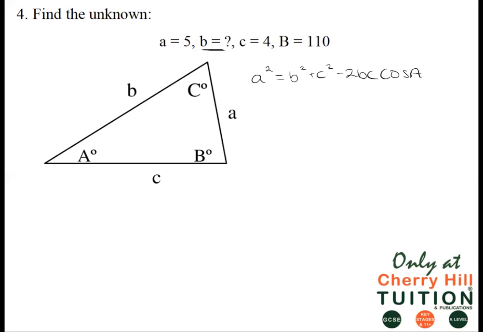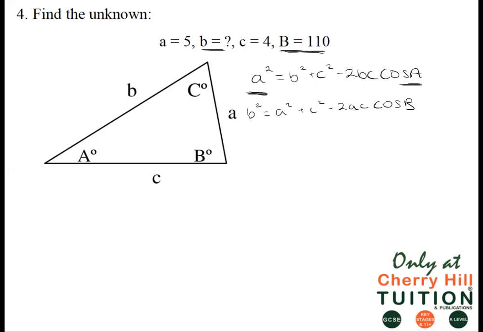And they've given us big B, which is what we need. So our A here will be our B, and our cos A will be our cos B. Okay? So it all depends on what you're trying to work out. So we can rewrite this as b squared is equal to a squared plus c squared minus 2ac cos of B. And now all we need to do is plug in our values.